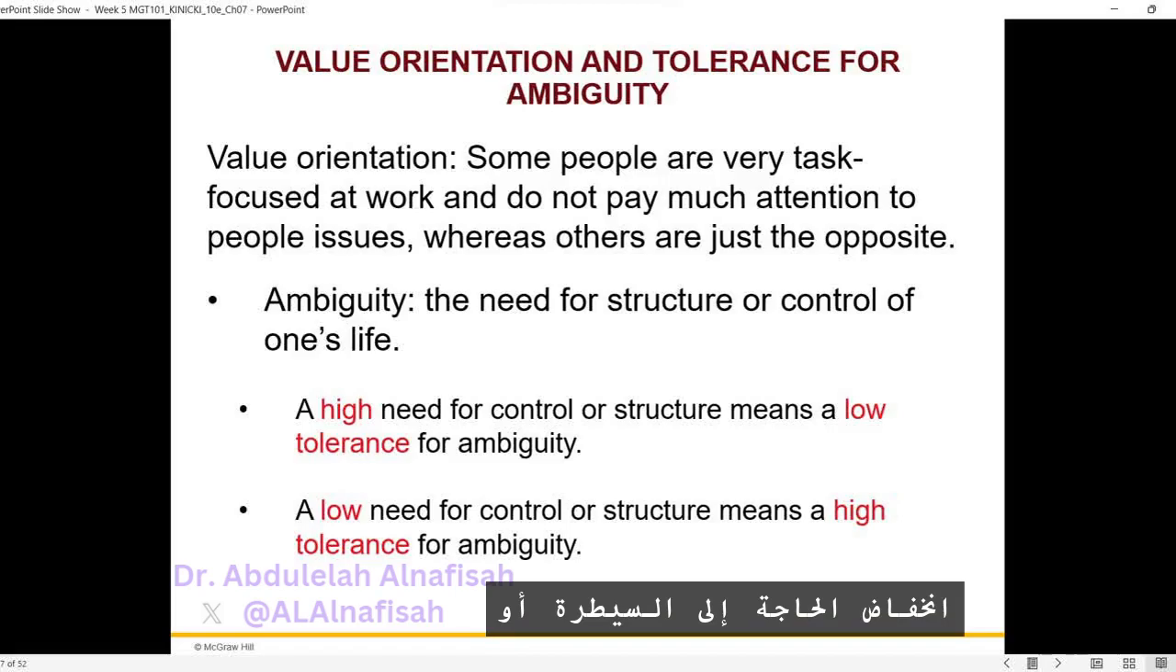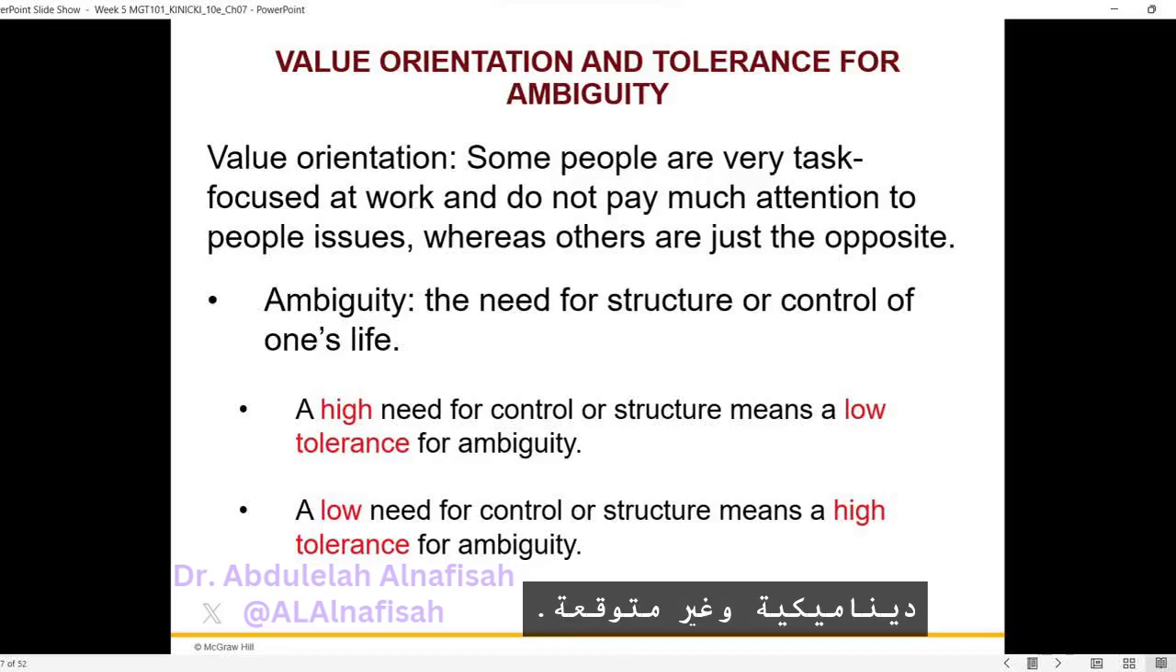Low need for control or structure. Conversely, individuals with a low need for control or structure are more comfortable with uncertainty and ambiguity. They may be more adaptable, flexible, and open to change. They can handle ambiguous situations without feeling the need for strict guidelines or control, and may even thrive in dynamic and unpredictable environments.